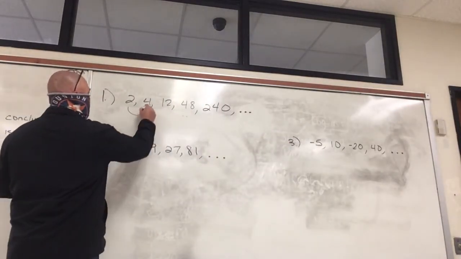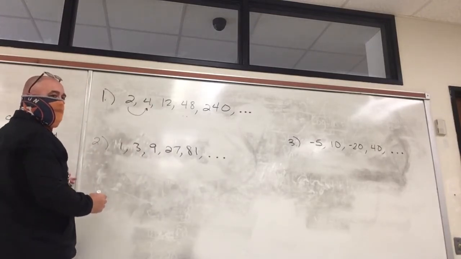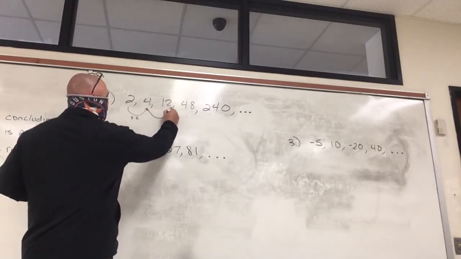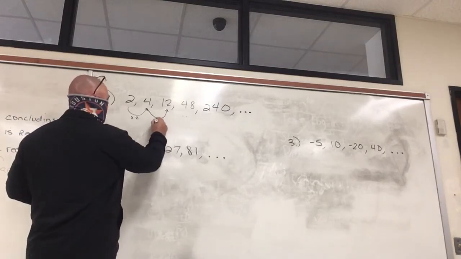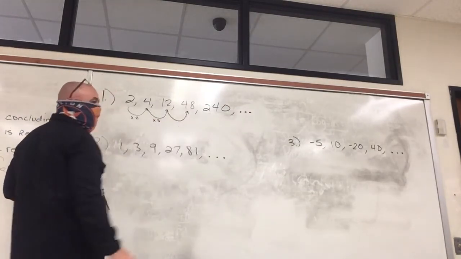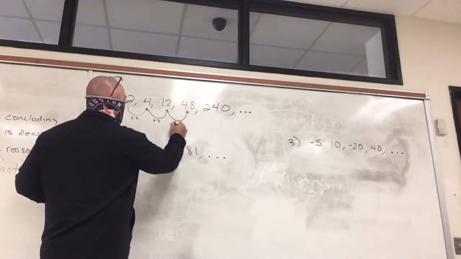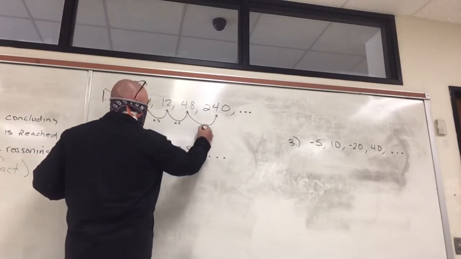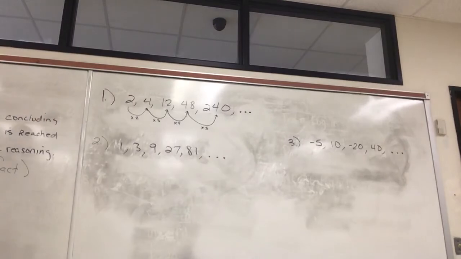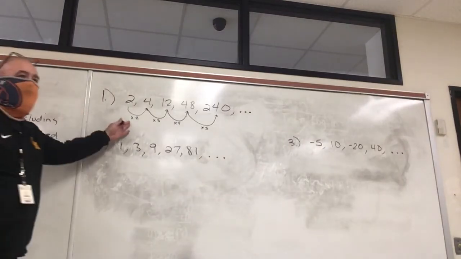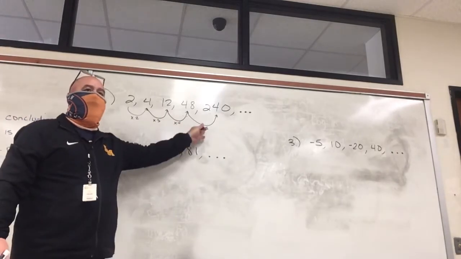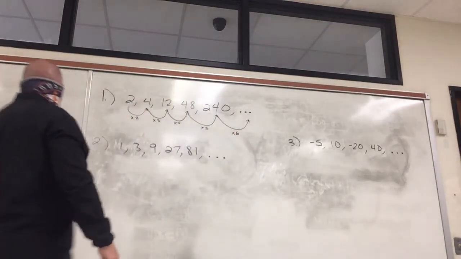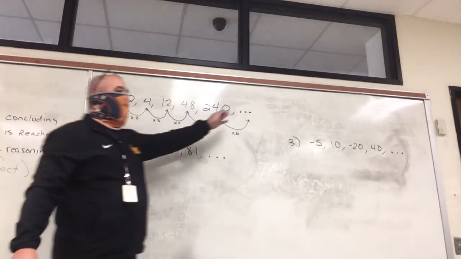To go from 2 to 4, what do I multiply by? 2. To go from 4 to 12, what do I multiply by? 3. To go from 12 to 48, what do I multiply by? 4. To go from 48 to 240, what do I multiply by? 5. Do you see a pattern there? Yeah. So you have induced that the pattern is 2, 3, 4, 5. What's the next one going to be? 6. Times 6.